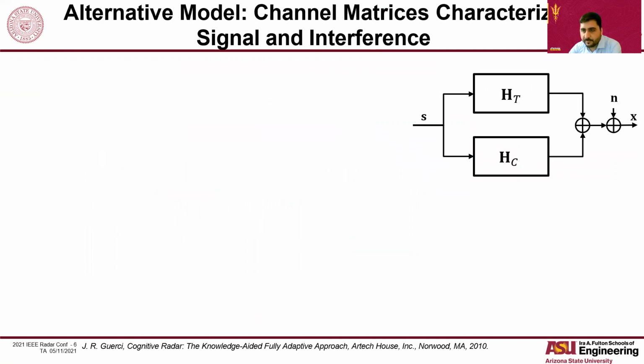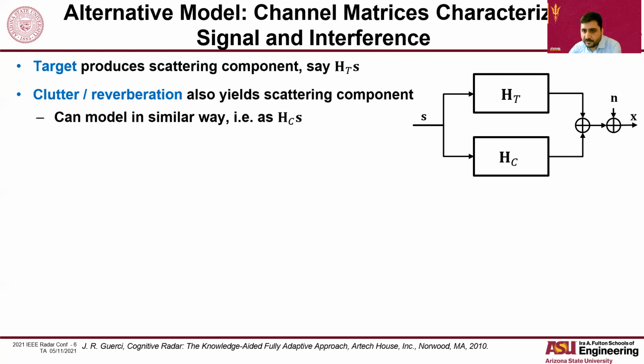To address this issue, a channel matrices-based approach is adopted in which the clutter and target responses are modeled as the output of LTI systems, which is the approach usually applied in communication systems. Hence, the response from a target can be represented as the transmitted waveform S of t multiplied by the channel matrix H sub t. Similarly, the response from the clutter can be represented as the transmitted waveform multiplied by the clutter channel matrix H sub c, and hence the clutter response is also dependent on the same waveform which illuminates the target.